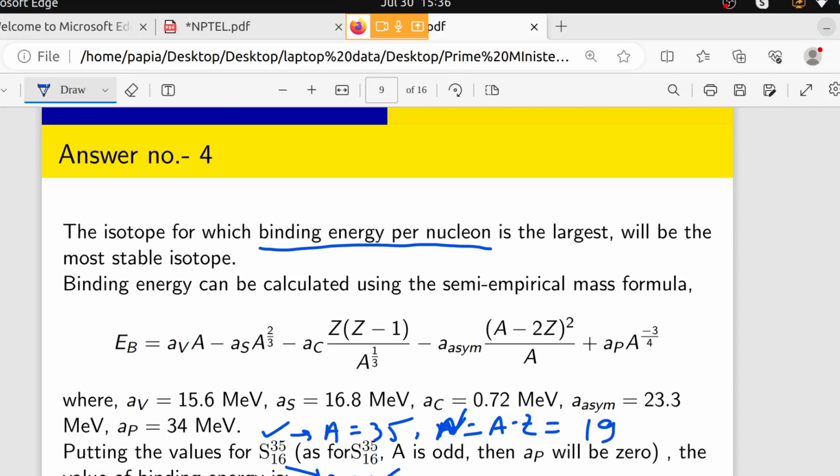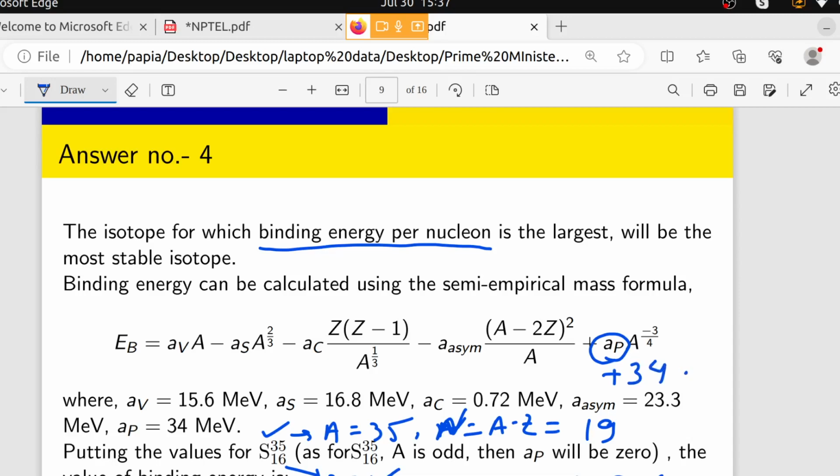Now if A is even, there can be two options, right? One is N is even, Z is even. Let's say the example for that case is 6, 12, which is carbon. For oxygen also it is 8, 16. So 8, 16 means N is even and Z is also even. So in that case the AP will be positive, like plus 34.